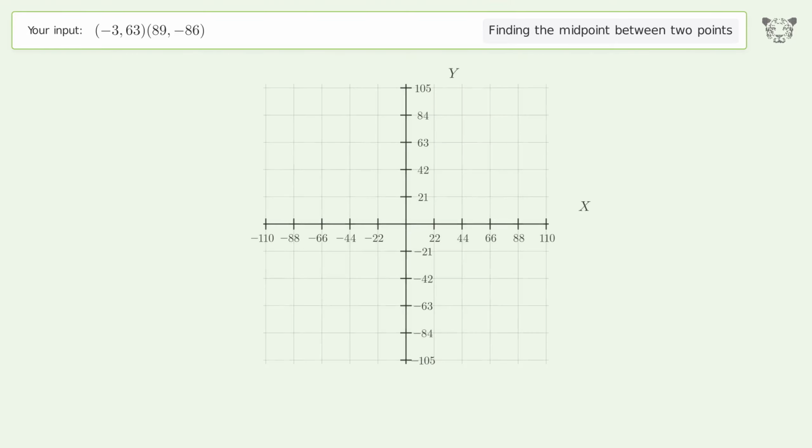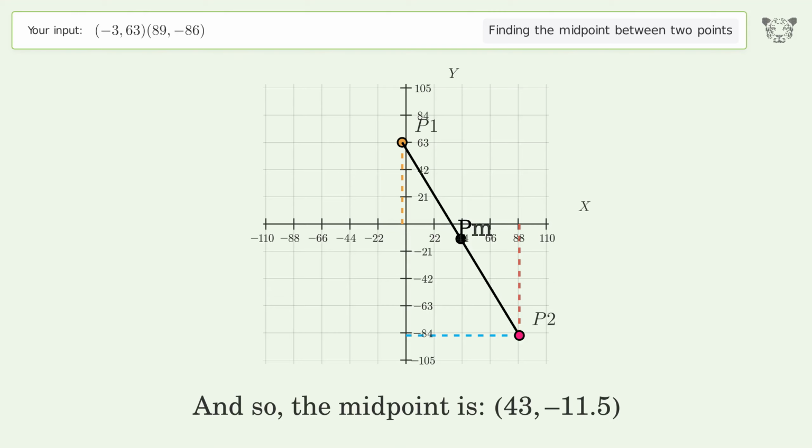And so, the midpoint is 43, negative 11.5.